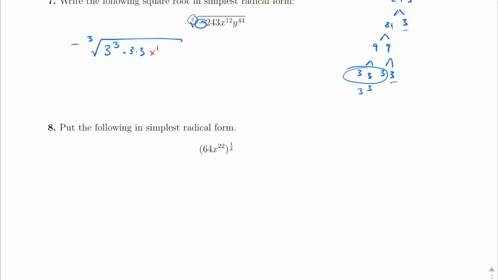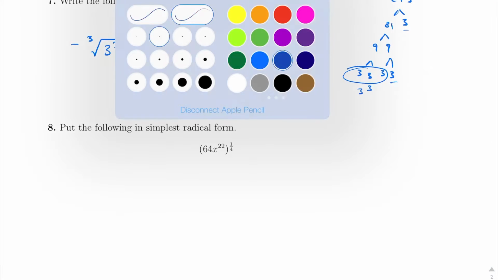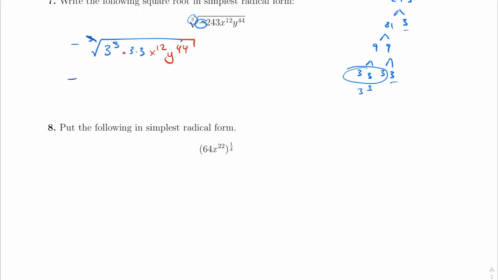Now we still have x to the 12th, this is a multiplication sign, y to the 44th. So let's finish this one up. Cube root and cube cancel, giving us 3 outside. X to the 12th, when we cube root it, we can make 4 full groups with no extras.